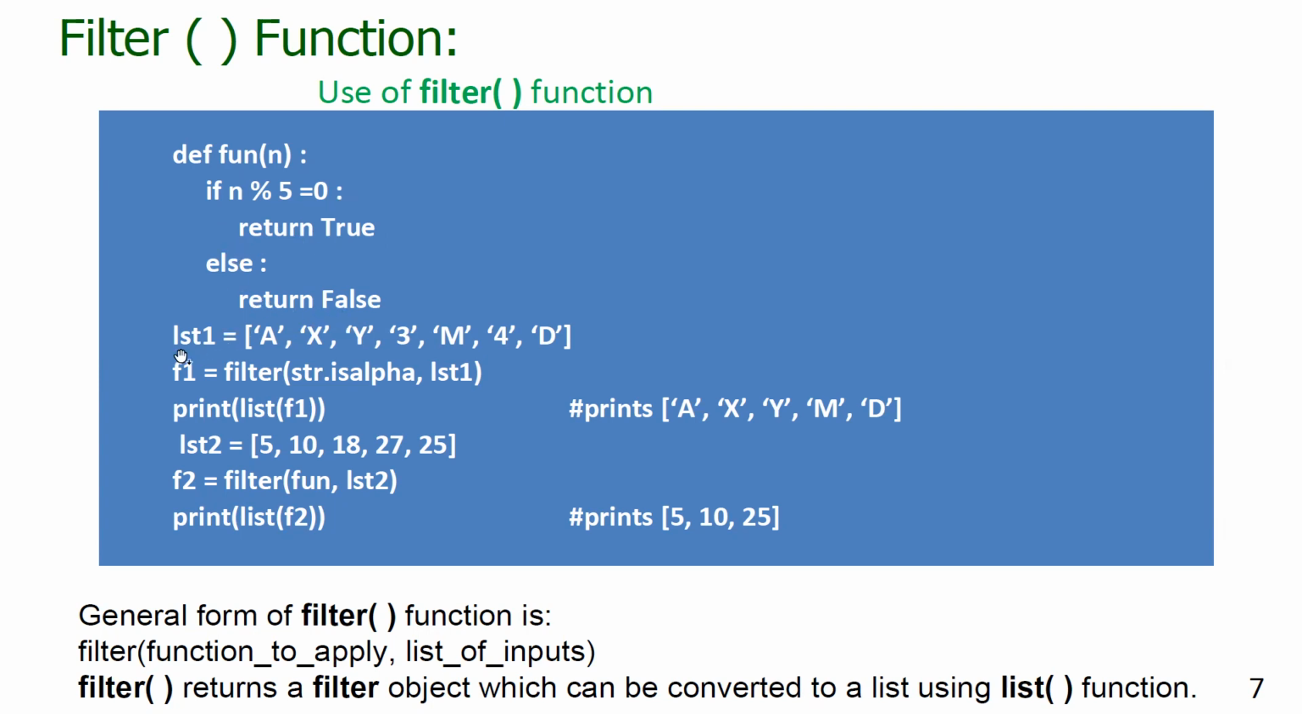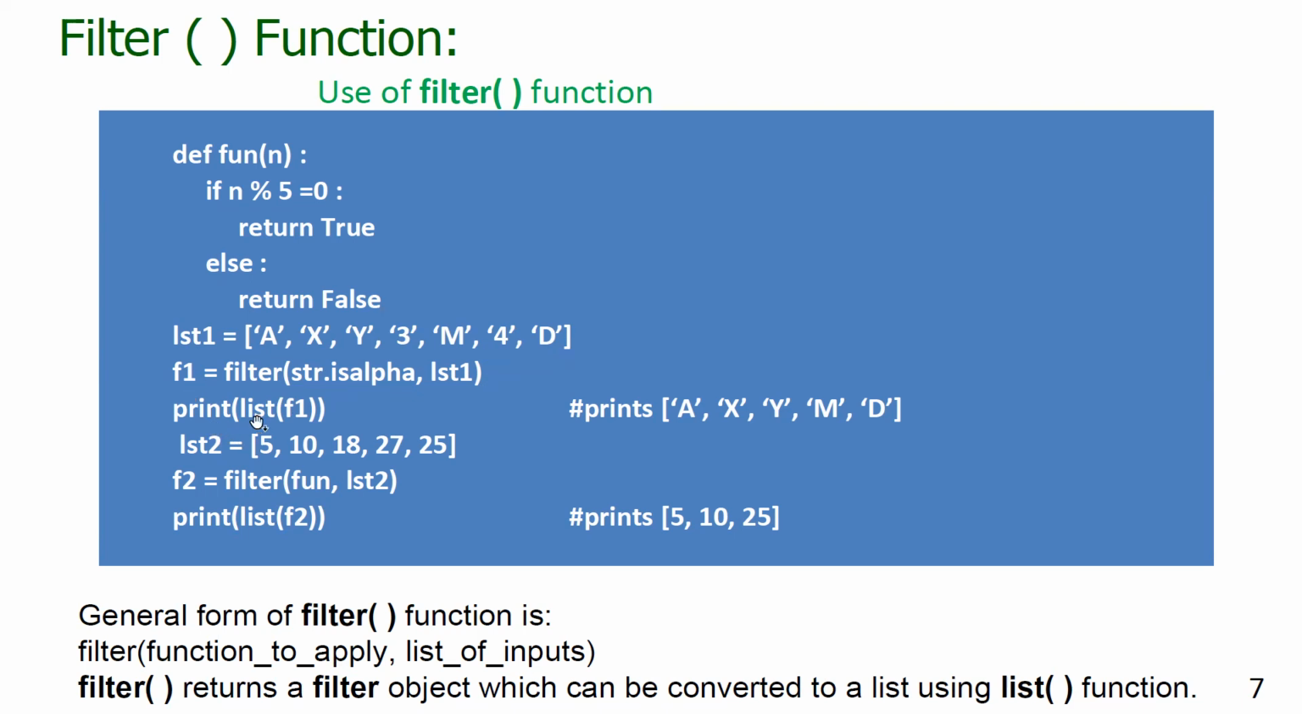Now list 1 equal to A, X, Y, 3, M, 4, D. These are the elements, and F1 equal to filter str.isalpha, list 1. The function is applied, and whichever values are true will be stored as a separate list. So first we are separating alphabets, that is A, X, Y, M, D, by using F1.